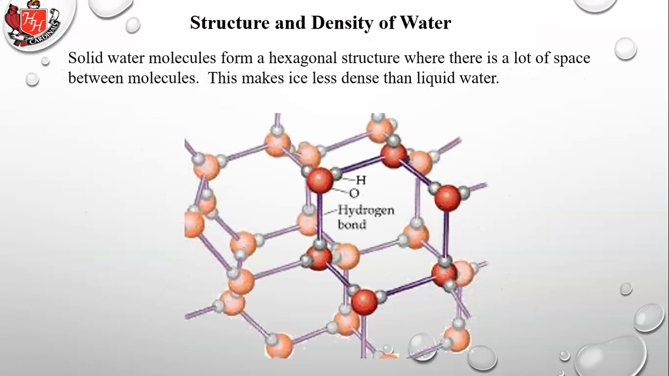So solid water molecules form a hexagonal structure where there's a lot of space between molecules. This makes ice less dense than liquid water. So you can see it's a nice, pretty crystalline structure. Hexagonal means 6 sides, and that's how water molecules form when they're solidly hydrogen bonded together.